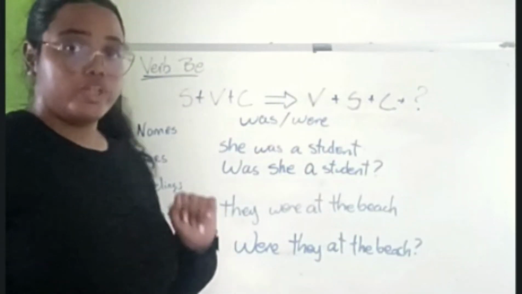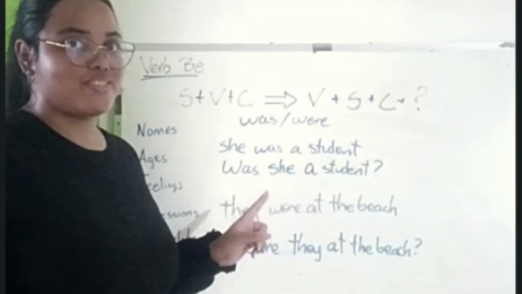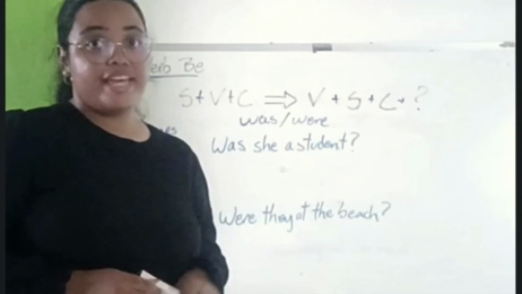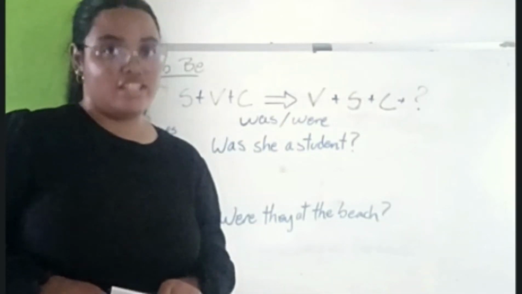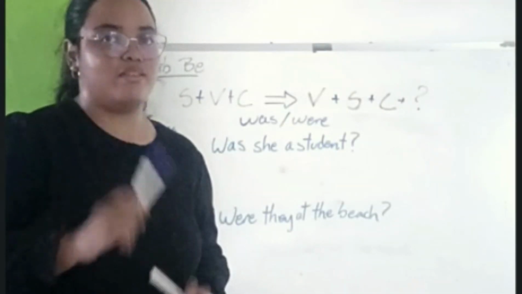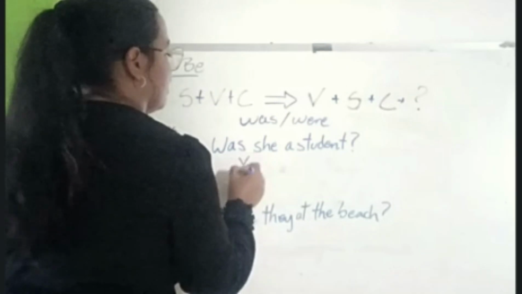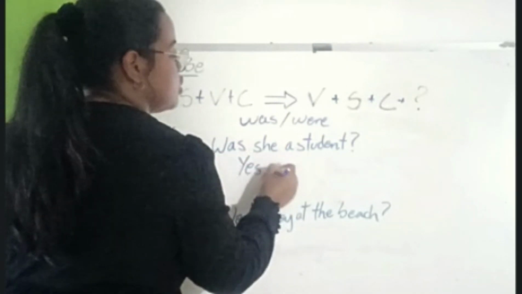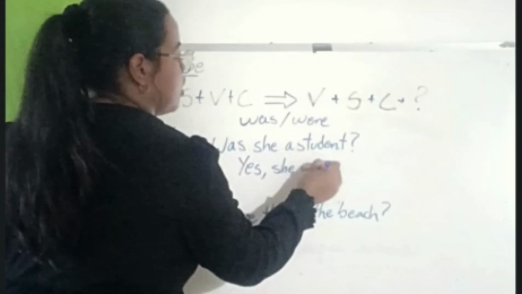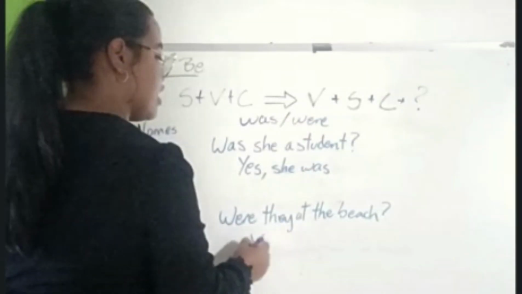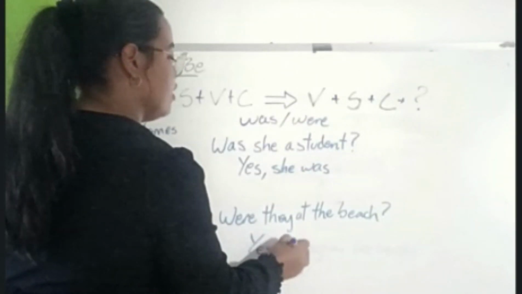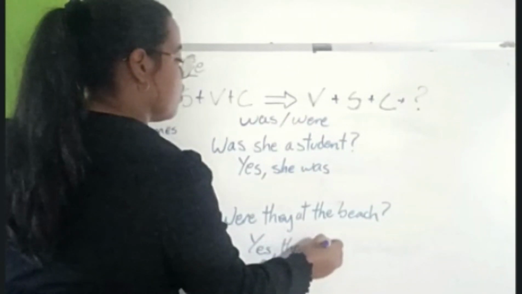Now, we need to know how to answer these questions. So, if it's positive, we say yes, then the subject, then the verb. Yes, she was. Yes, they were.